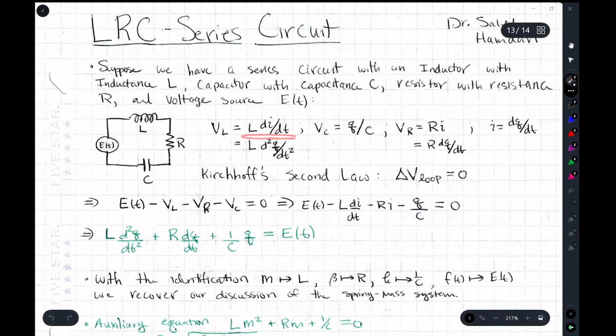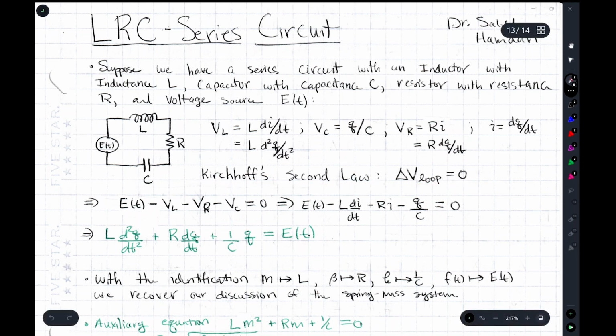Now the voltage across an inductor is given as the inductance of the inductor times the derivative of the current with respect to time, which is the second derivative of charge with respect to time. Why? Because current is the change in charge over the change in time, dq/dt. The voltage across the capacitor is the charge in the capacitor over the capacitance, and the voltage across the resistor is the resistance times the current, or the resistance times dq/dt, because the current is dq/dt.